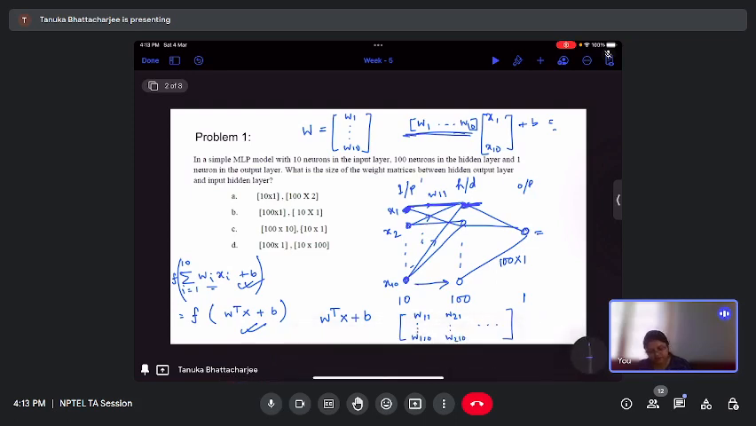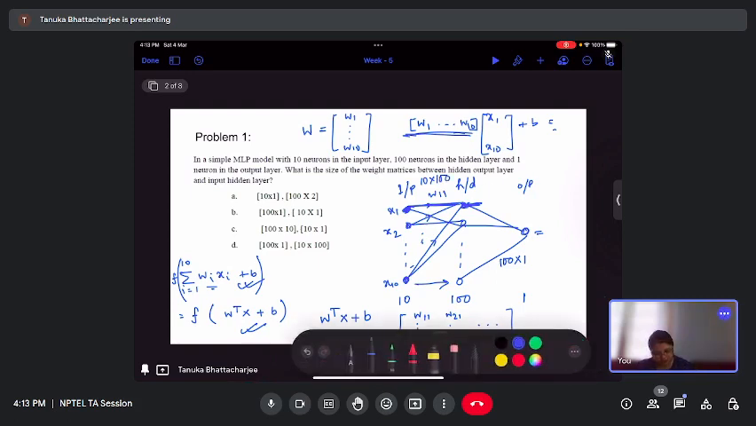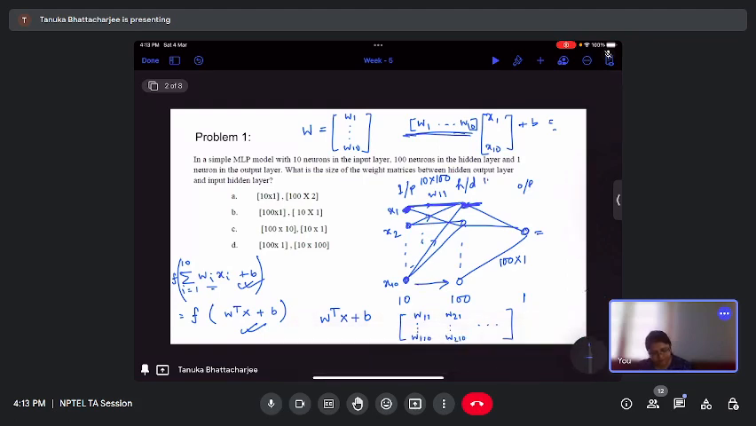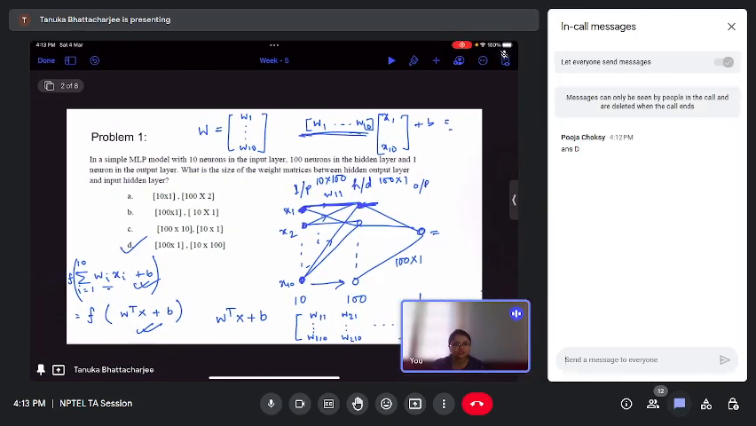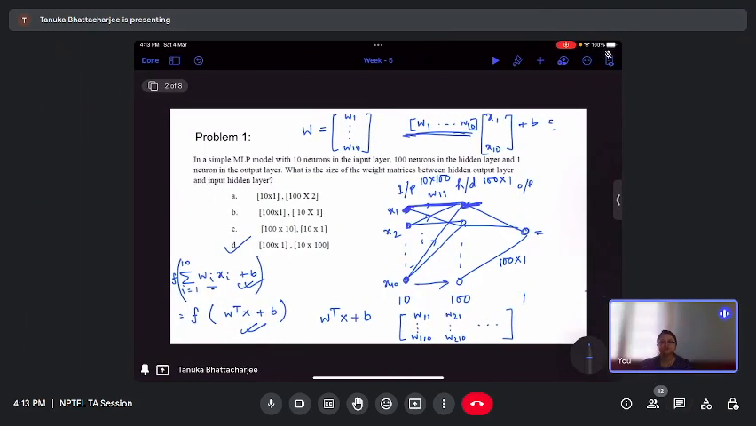Input to hidden layer weight matrix size is 10 cross 100 and hidden layer to output is 100 cross 1. So, option D is the correct answer as already mentioned by Pooja. So, this is how you compute the weight matrix sizes in case of a linear multi-layer perceptron or a feed-forward neural network. Okay.